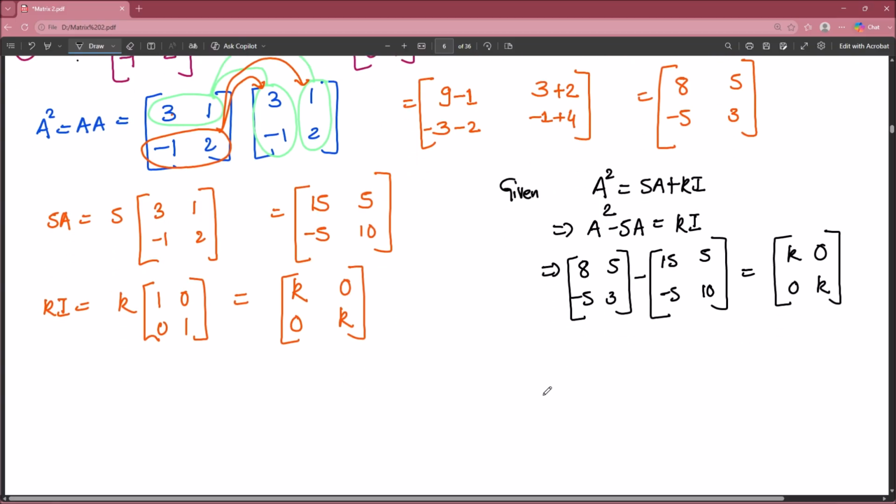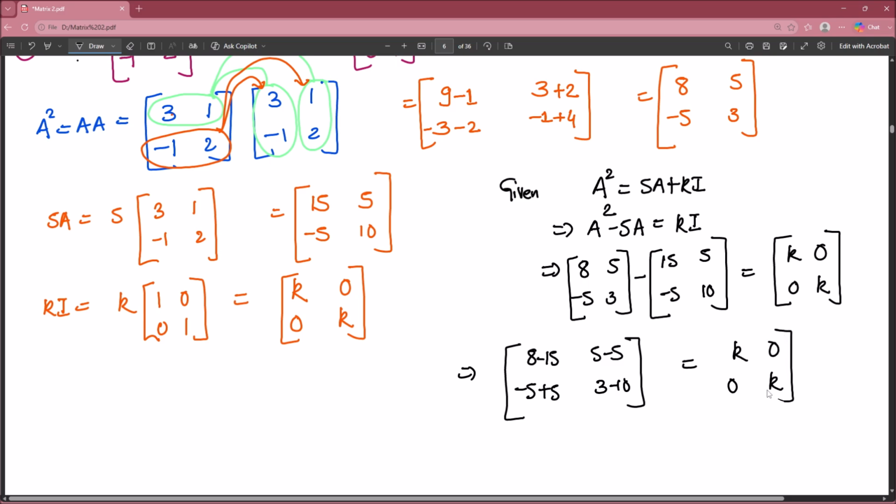So on the left hand side, we have to subtract this matrix, that is 8 minus 15, 5 minus 5, minus 5 minus minus 5, which is plus 5, and 3 minus 10, is equal to k, 0, 0, k. So 8 minus 15 is equal to minus 7. This is 0, this is 0, and this is minus 7.